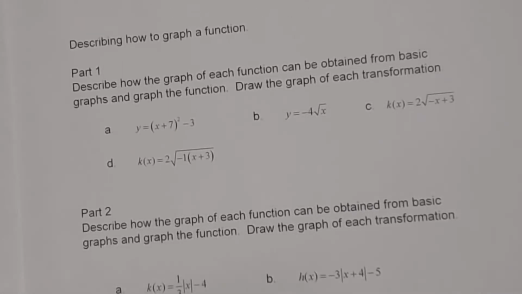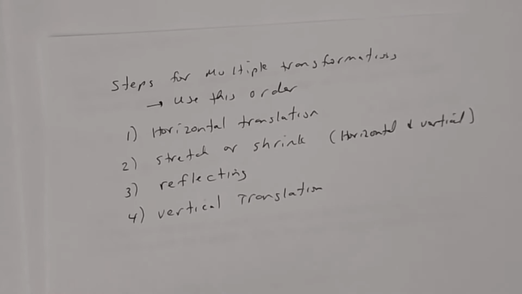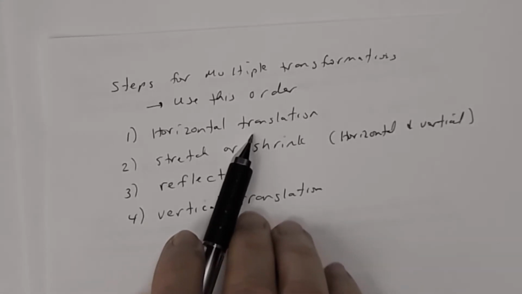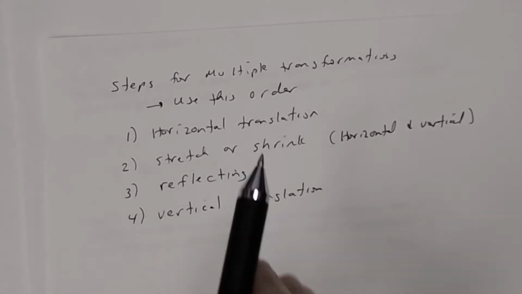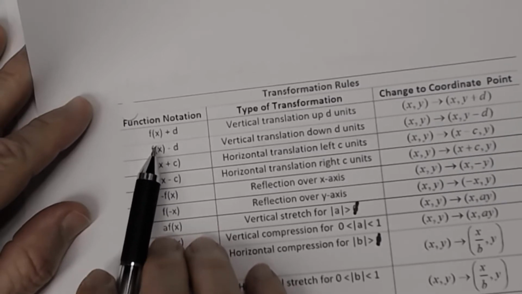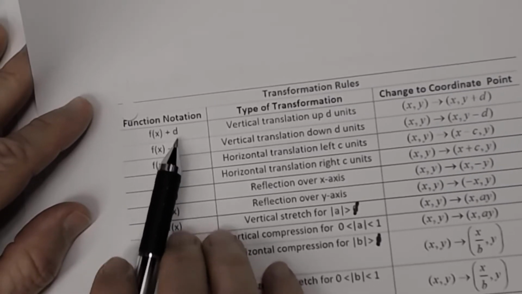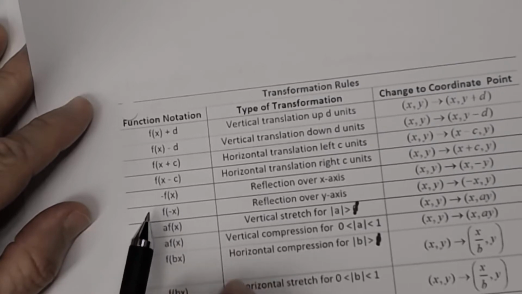So when graphing functions symbolically, when it's given symbolically, you have to follow a certain order. Okay, and here's the order. These are the steps for multiple transformations. If you have a horizontal translation, you do it first. Remember, in a translation you have your basic function, your parent function, and you're adding some number to it or subtracting some number from it.